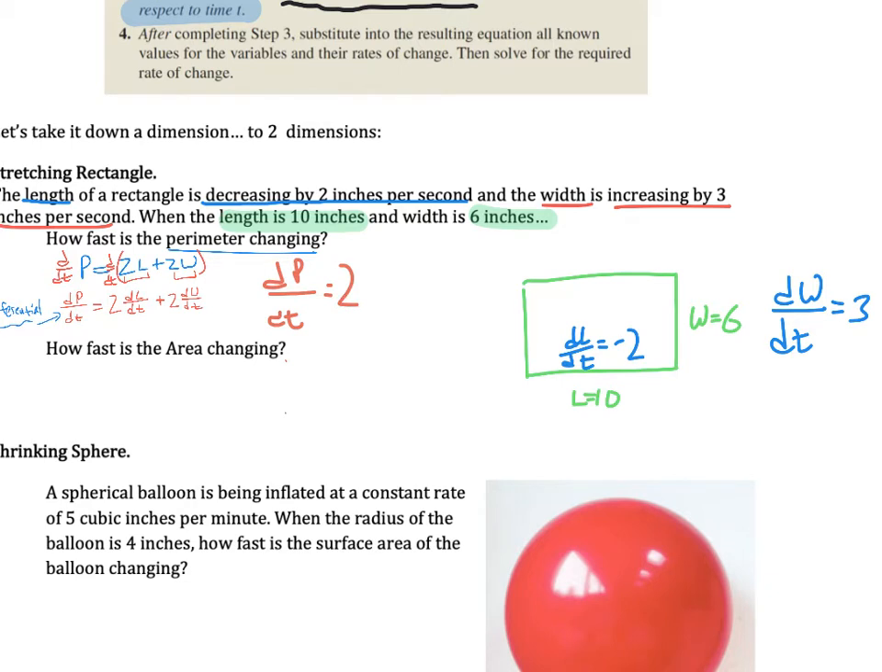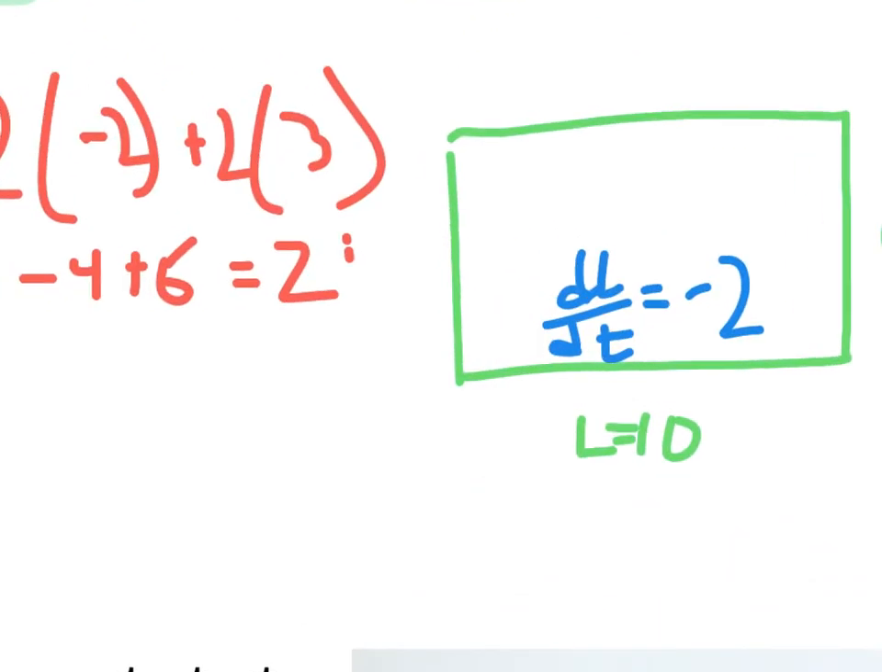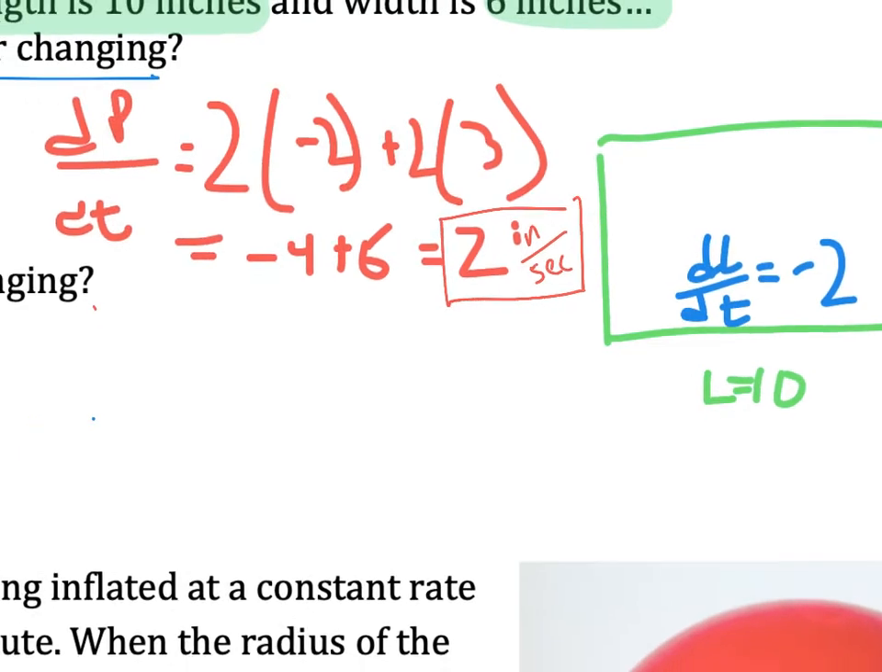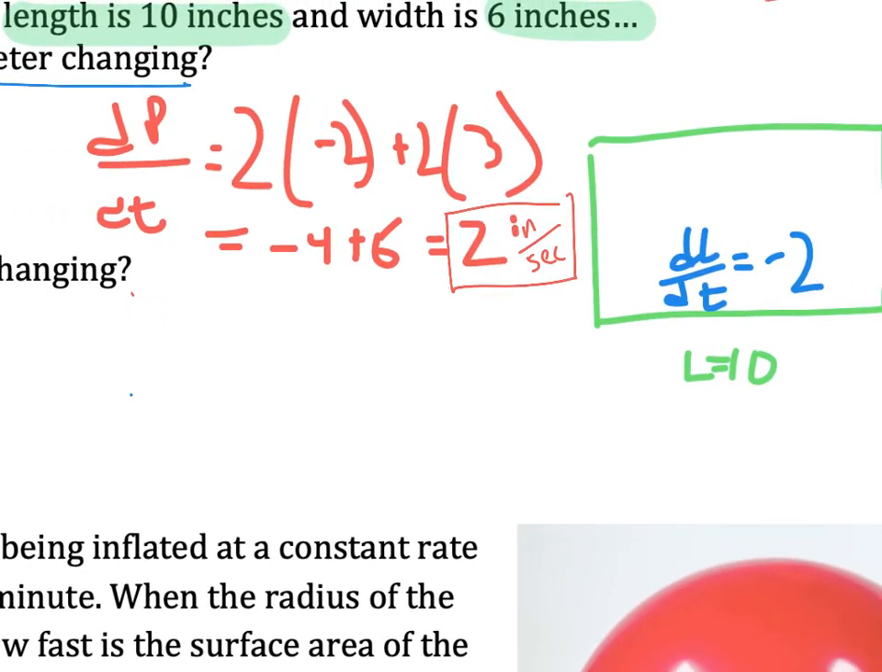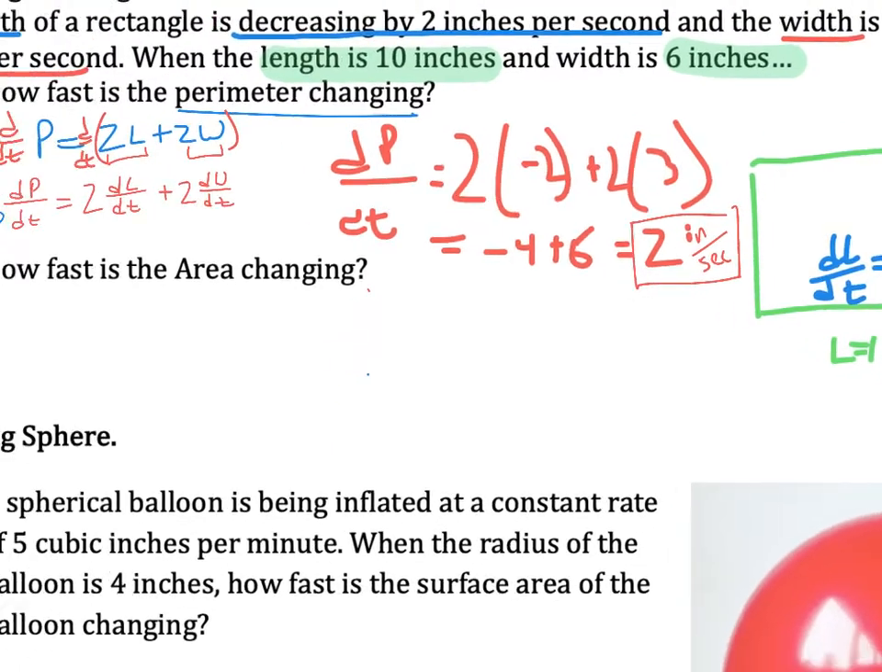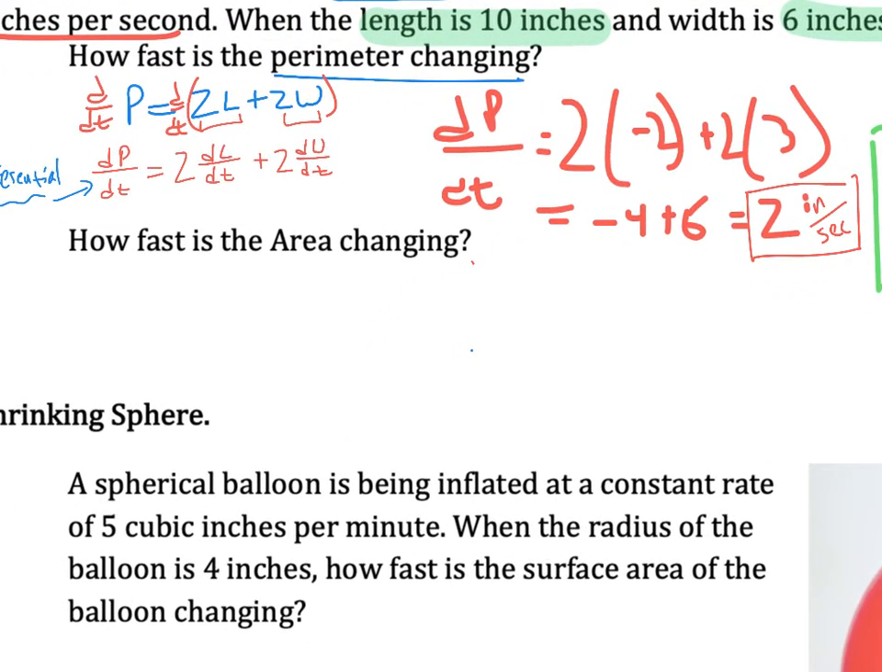So dP/dt equals 2 times dL/dt, which is -2, plus 2 times dW/dt, which is 3. A little arithmetic: -4 plus 6. That's a positive 2, sorry. So that means the perimeter is growing at 2 inches per second. Perimeter is inches per second. That's the key there. So we start out with our perimeter equation, take the derivative, substitute what you know, and solve it.